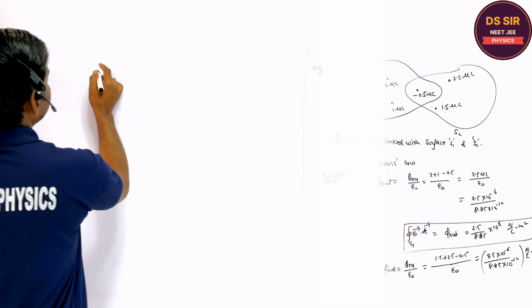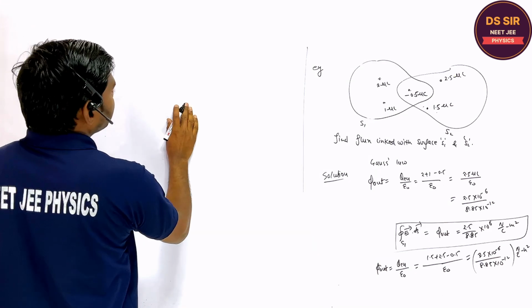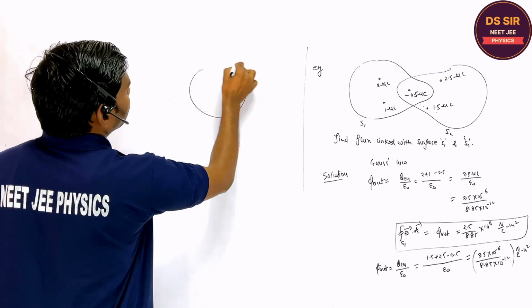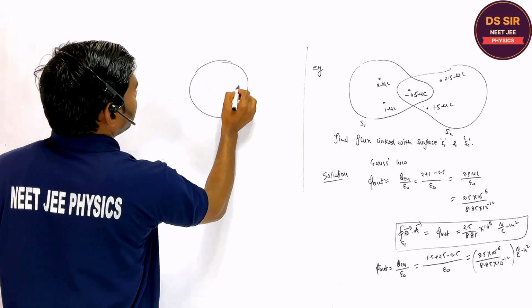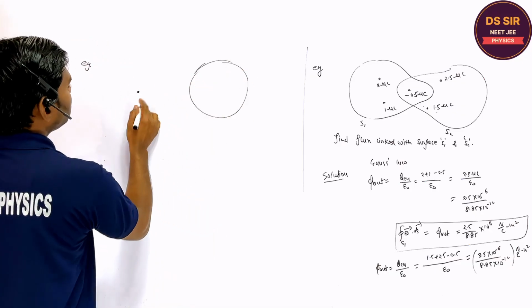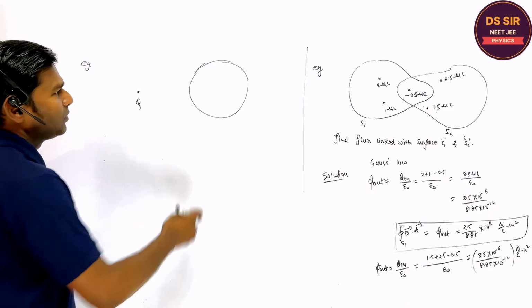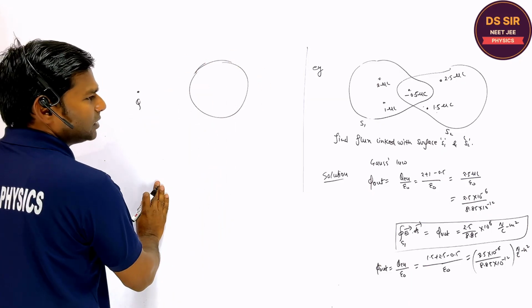Copy this. For example, we have shown that if this is a closed surface, and this is another closed surface, and suppose the charge is placed over here and no charge is present in this case.